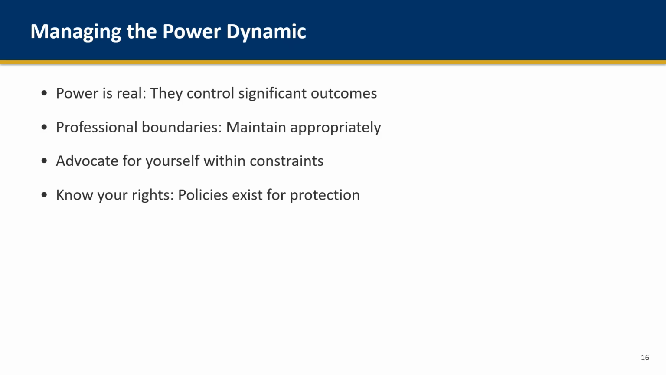Know your rights and the policies that exist for your protection. Universities have policies regarding advisor responsibilities, student grievance procedures, and acceptable conduct. Understanding these policies helps you recognize when lines are crossed and know what recourse exists. Most situations never require formal processes, but knowing they exist provides important background.